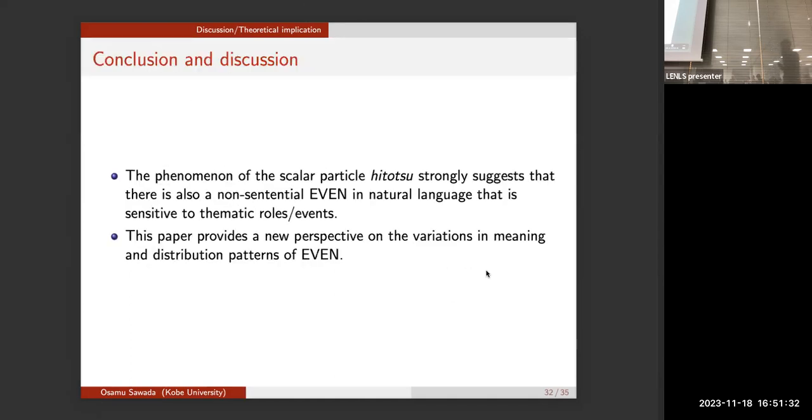But I feel like the scalar particle hitotsu, which I have discussed in this talk, should not be considered a pure sentential operator. I hope I can shed new light on the variation of even items in natural language. Okay, thank you very much.